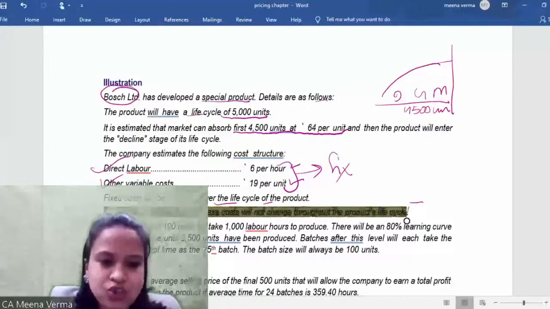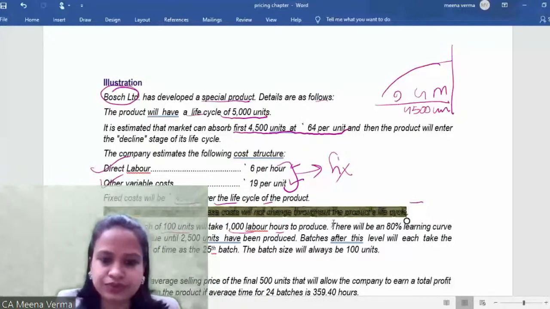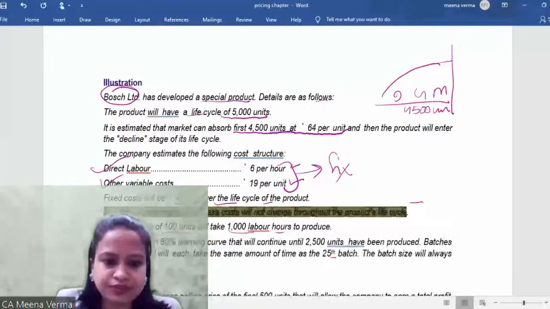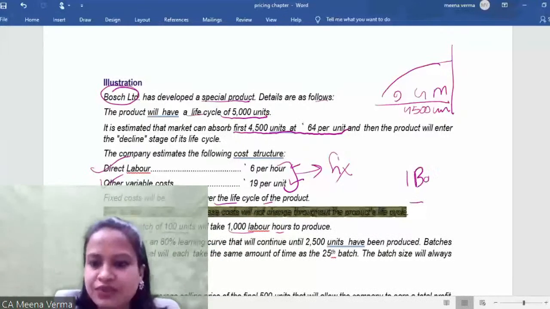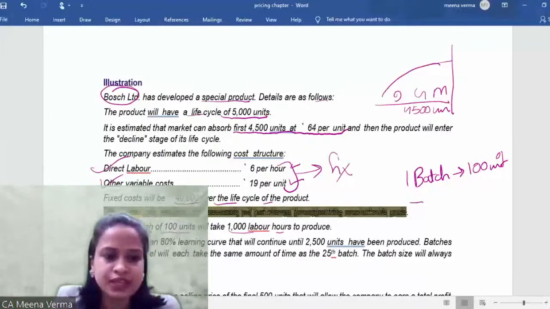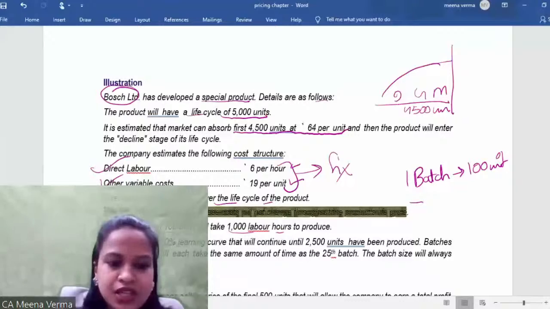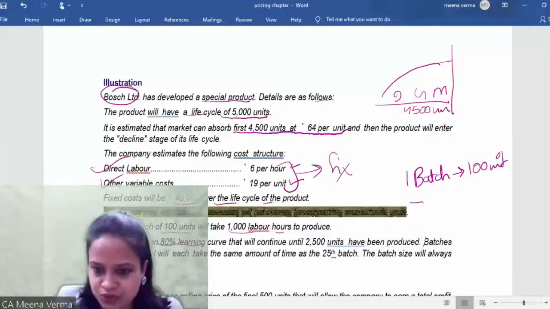The first batch of 100 units will take 1,000 labor hours to produce. So it means that in one batch they can produce 100 units. And an 80% learning curve is applicable to them. That will continue until 2,500 units are produced.